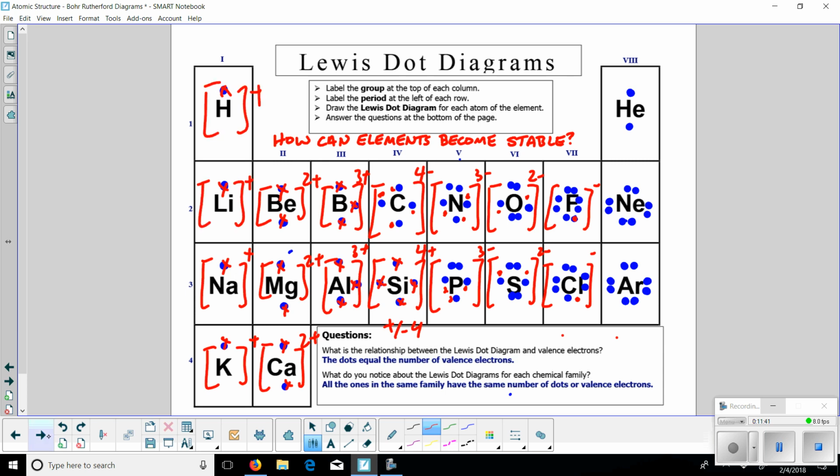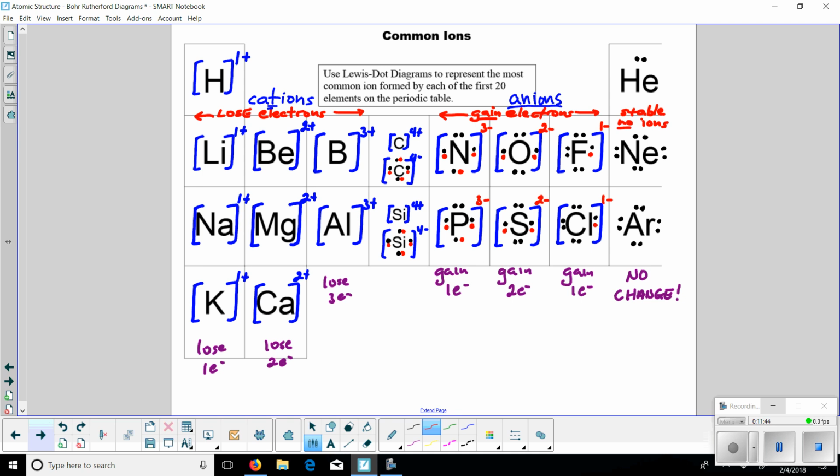There we go. So to summarize, you can look at all of the elements outside of the noble gases wanting to gain or lose electrons such that they have a full outer level. The elements in groups 15, 16, 17, they're going to gain electrons and form anions. Groups 1, 2, 13, they tend to lose electrons and form cations. And remember, in between here, we've got group 14, they can gain or lose. It depends what they're reacting with. And finally, remember the noble gases, there's no change in the electrons. They're already stable.